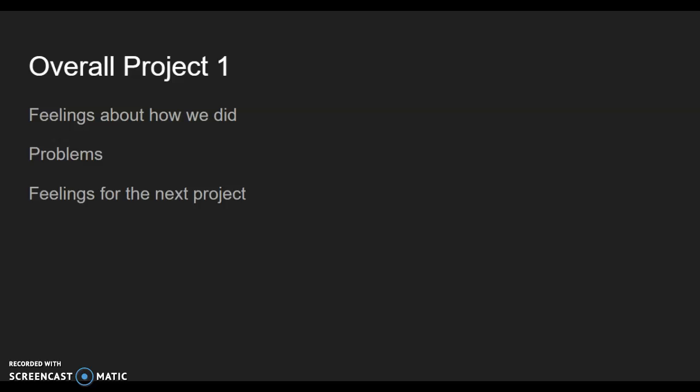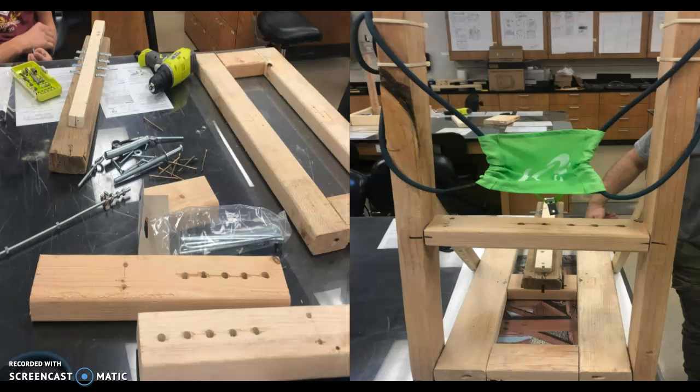Going into the next project, the course bot project, we had a pretty good feeling. We worked well together. Everybody did what they were needed to. Nobody really slacked off.